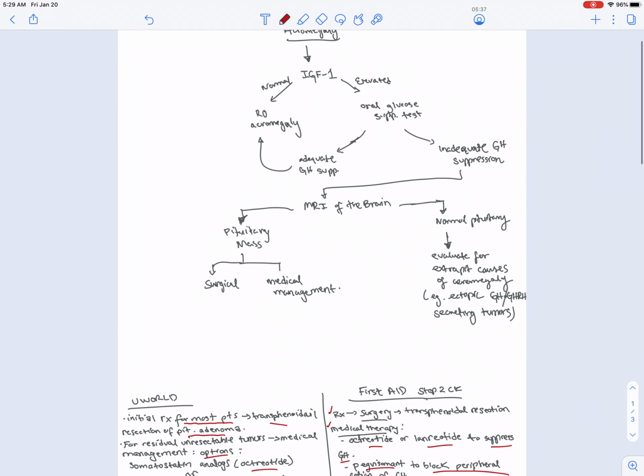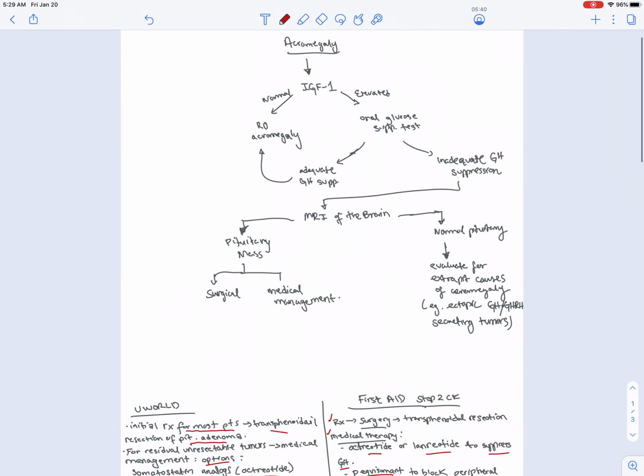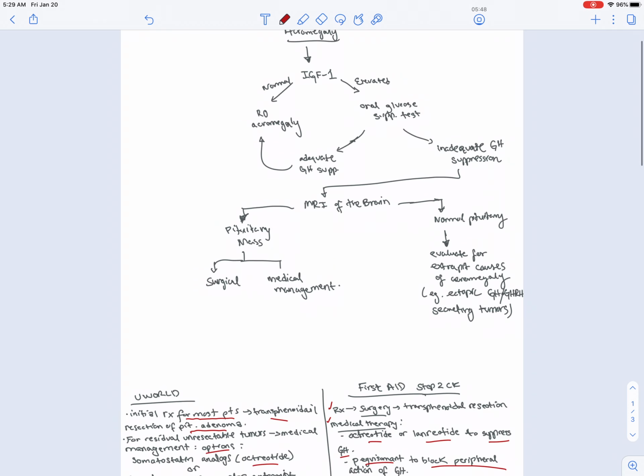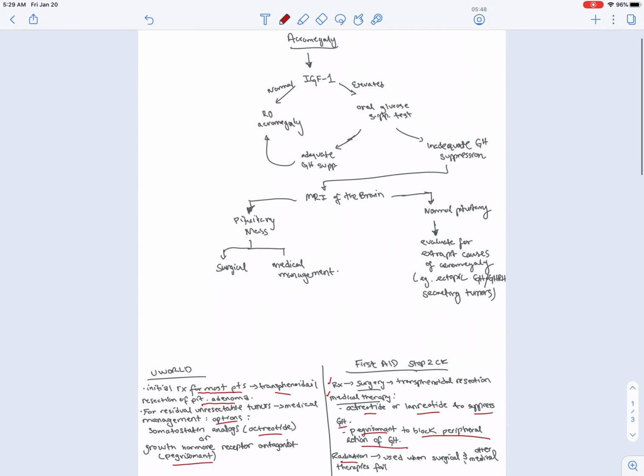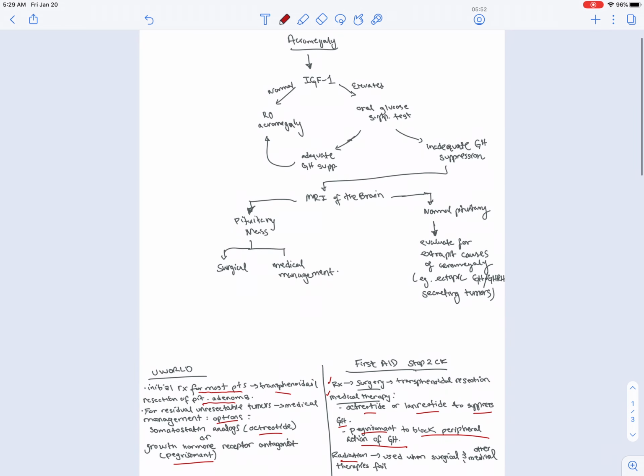Notice that I did not explain why we check for IGF-1 and growth hormone and why we do this and why we do that as opposed to other things. That is because Step 2 is very, very heavy on what's the best management and what's the best next step, and this algorithm will help you get that. And honestly, I don't want to explain all the details within this.